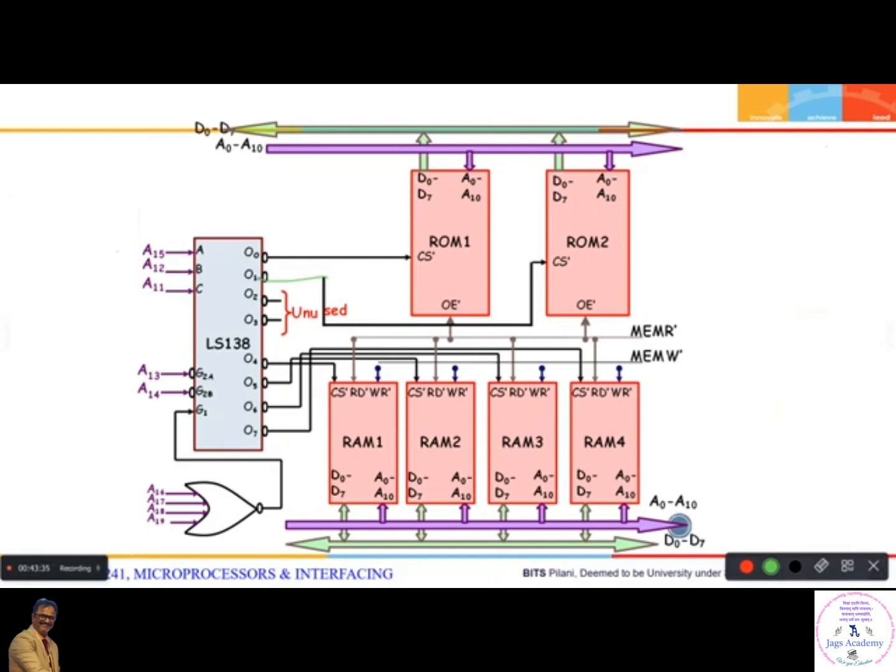Right? So now, how do you get different questions on this topic? Tell me. Different memory maps, different memory chips. Accordingly, you have to design. Okay? Fine. Okay, we'll stop today.